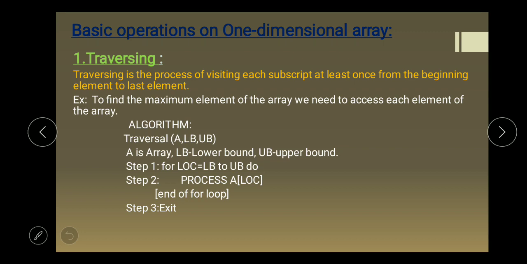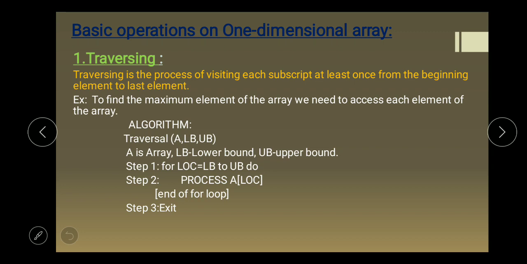Traversing. Traversing is the process of visiting each subscript at least once from the beginning element to the last element. That means here we are going to visit each and every element at least once from the beginning to the last. Example, to find the maximum element of the array, we need to access each element of the array, right? If you want to find a maximum element in the given array.